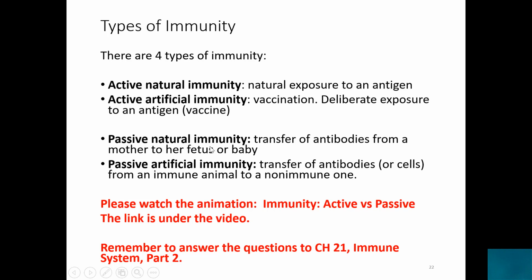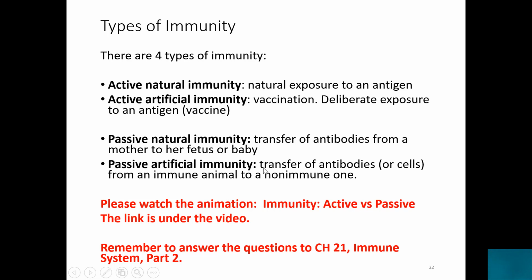Passive natural immunity is when you receive antibodies produced by somebody else. That can be your own mom if you are a baby. So mother's milk can contain antibodies produced by the mother's immune system, and she can transfer those antibodies to her fetus or later to her baby when she's nursing the baby. And that's why it's so important to breastfeed the baby, because mother's antibodies protect the baby from infections for at least 6-7 months.